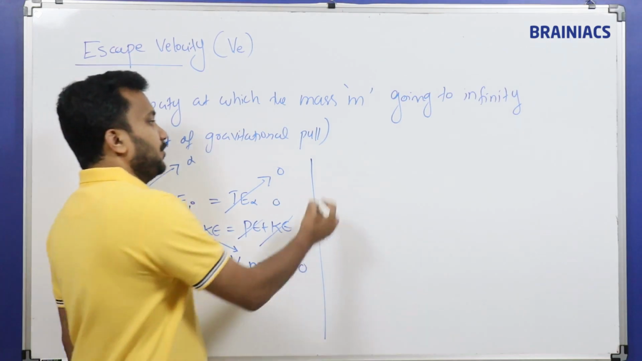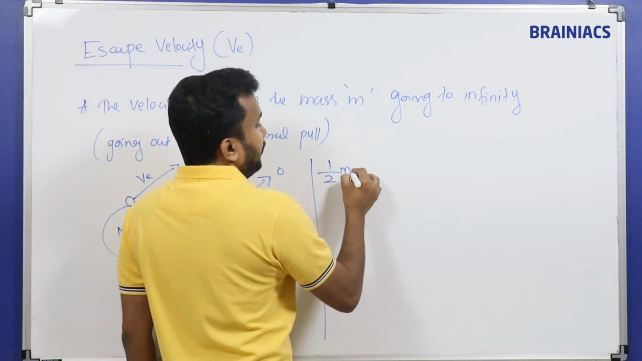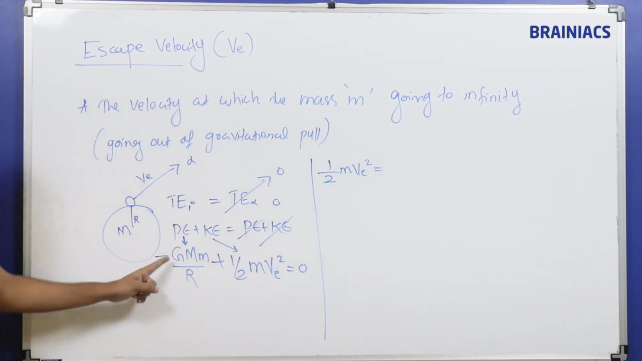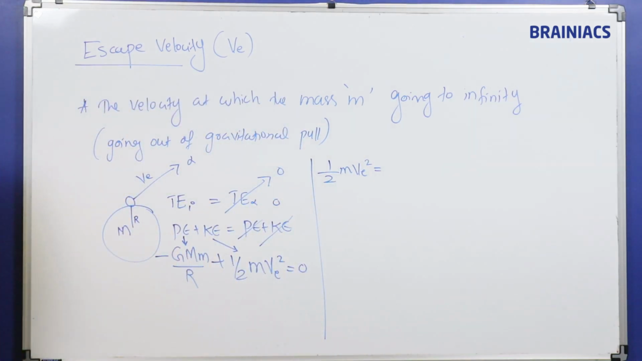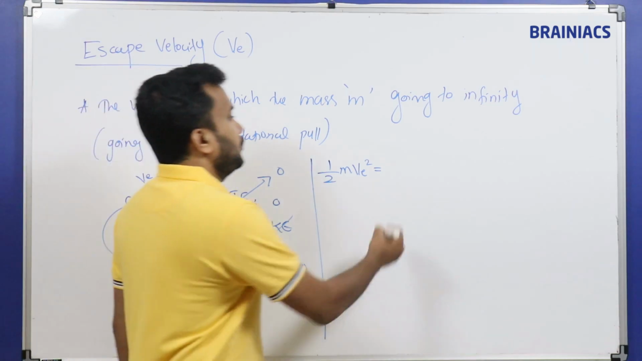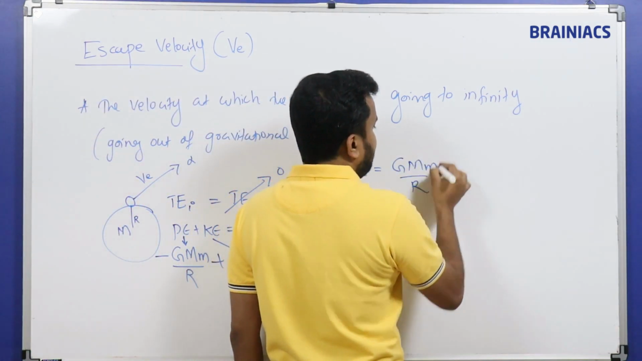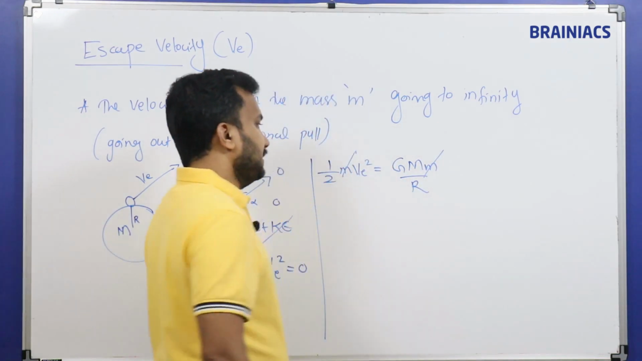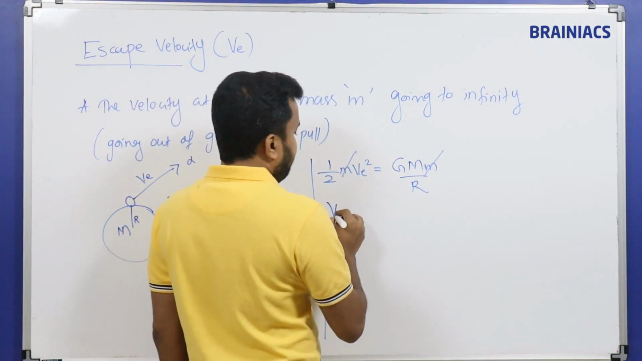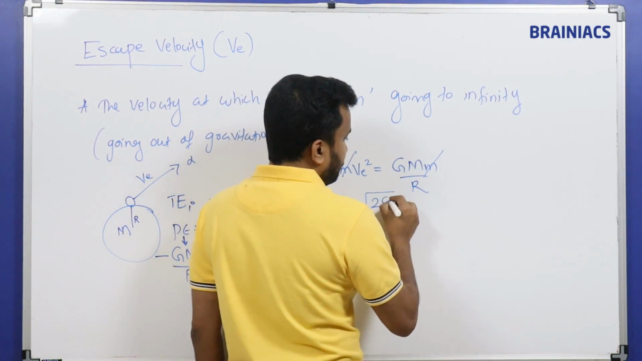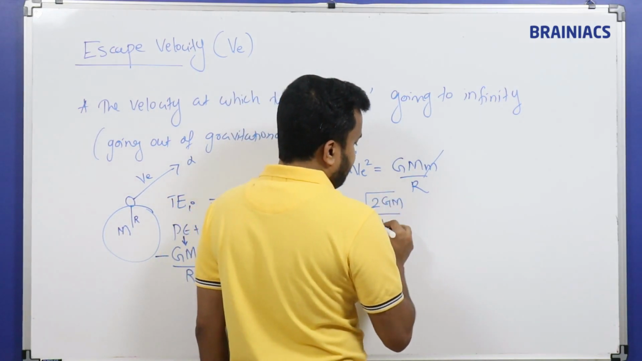I have to solve these equations in a simple way. Half into m into V_e squared is equal to minus GMm divided by R with the sign changed, so taking it to the right hand side it becomes GMm divided by R. The small letter m cancels. So what you get is V_e equal to root of 2GM divided by R.